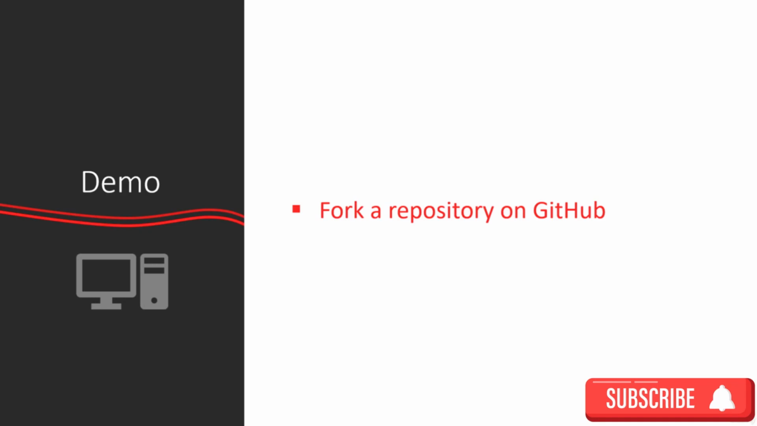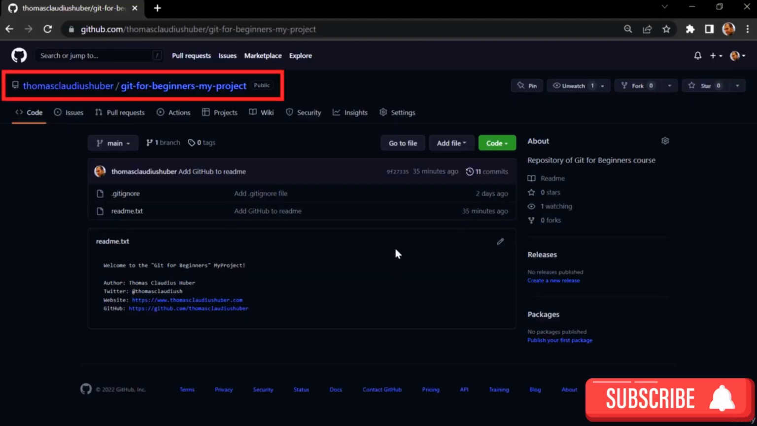In this demonstration you will learn how to fork a repository on GitHub and why you want to do that. Let's switch to my browser. Here you can see our repository that is in my profile.